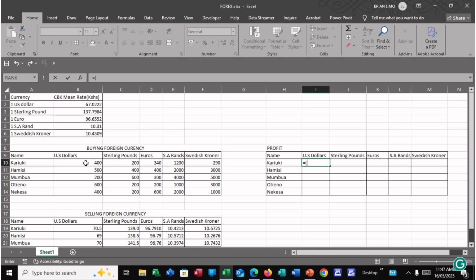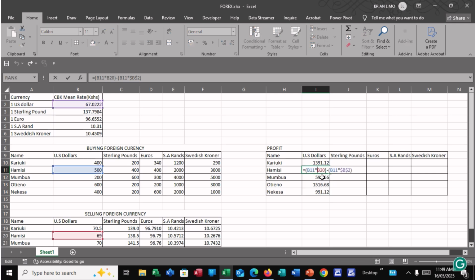He bought $400. Let us begin with the selling. That is $400 multiplied by the rate at which Kcse sold, 70.5, close my bracket, minus this, he bought $400, that is the buying price, multiplied by using absolute reference dollar sign. This dollar is here, that is B2, so it is B dollar sign 2, and then I simply press enter on my keyboard. As you can see, the profit he made is that one, and then I drag downwards to get the profit of each one of them.